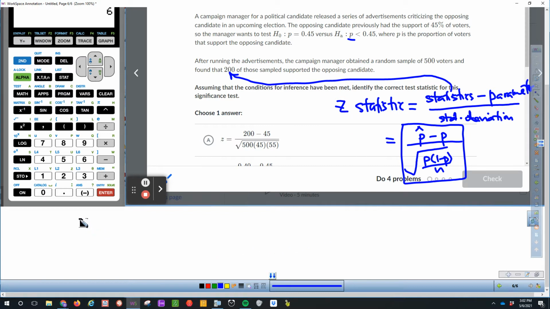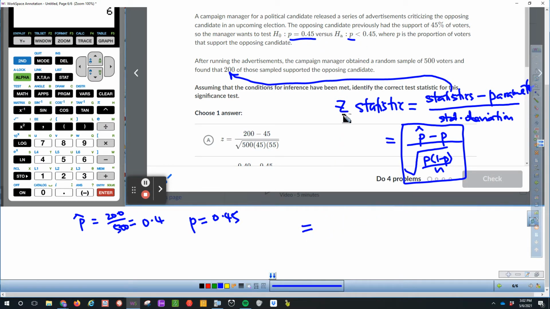And in this case, the p hat we know to be 200 out of 500. So 200 out of 500, and that is 0.4, right? 200 divided by 500, yeah, it's 0.4, okay? And your p is 0.45, right here.